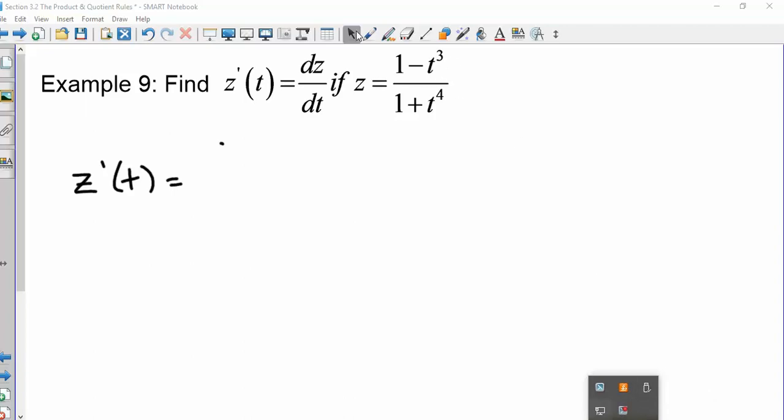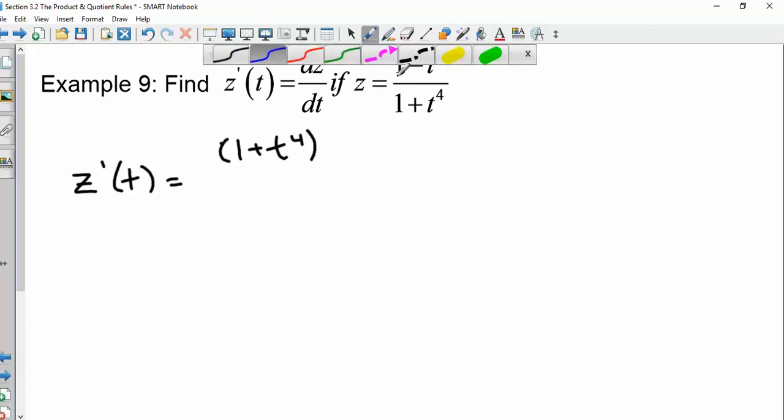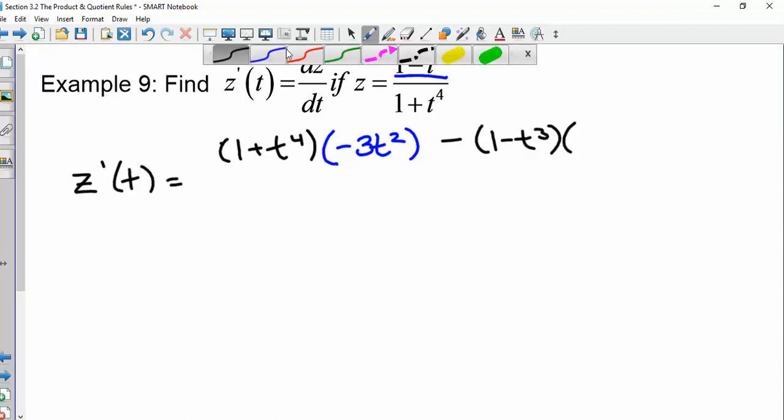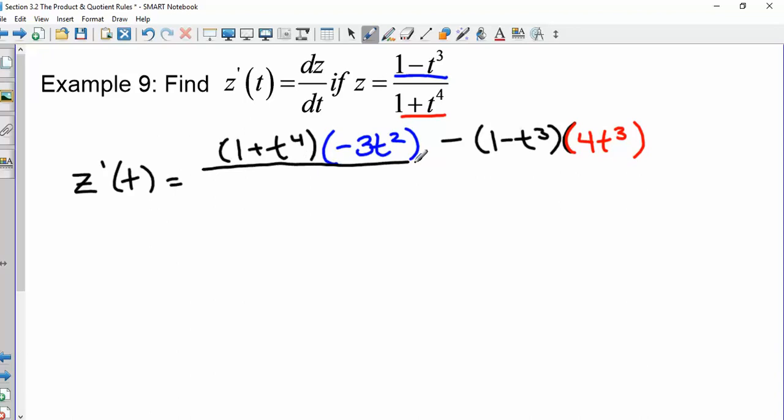So low means the bottom, which is 1 plus t to the 4th. D high means derivative of the top, so negative 3t squared, minus high, so the top, d low, derivative of the bottom, is 4t cubed, over low squared.